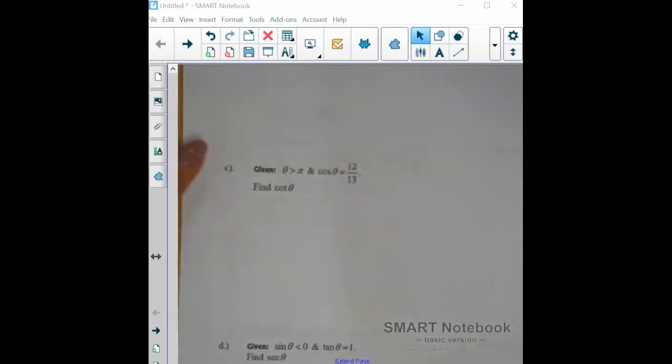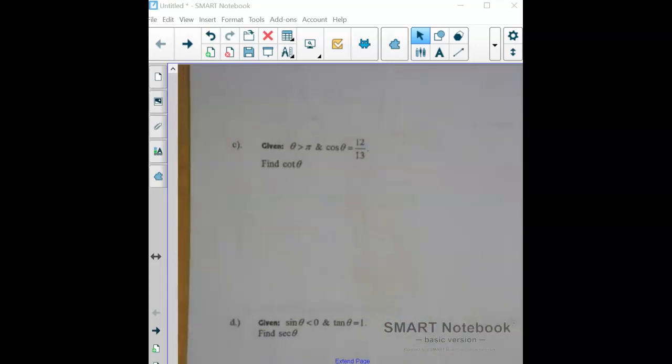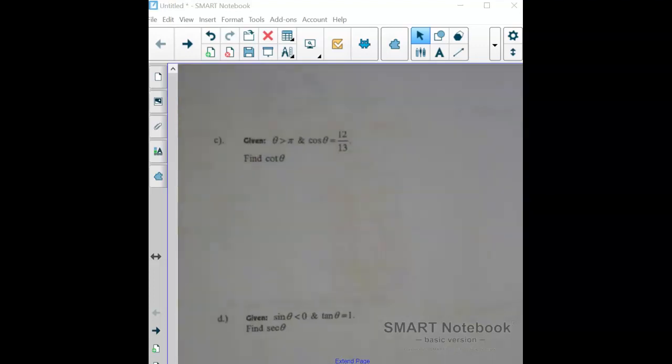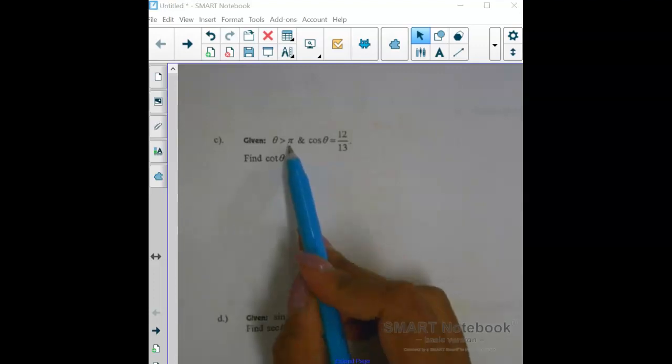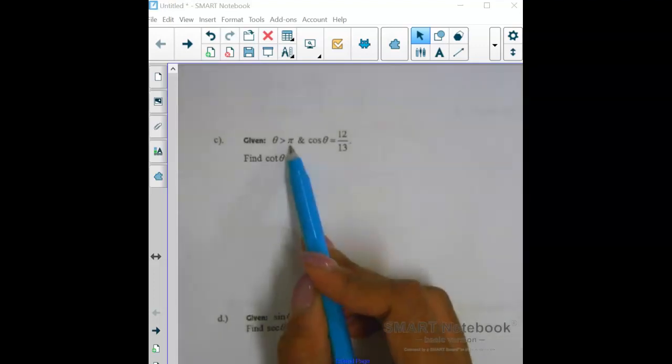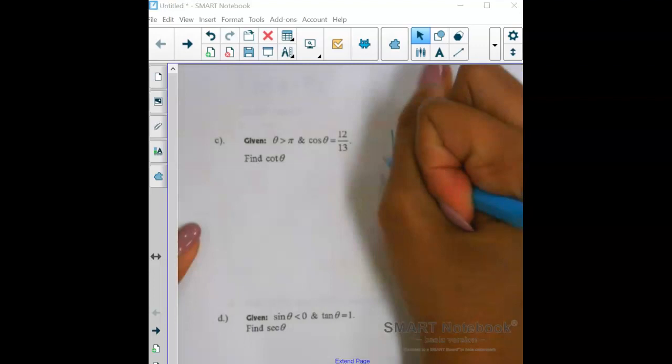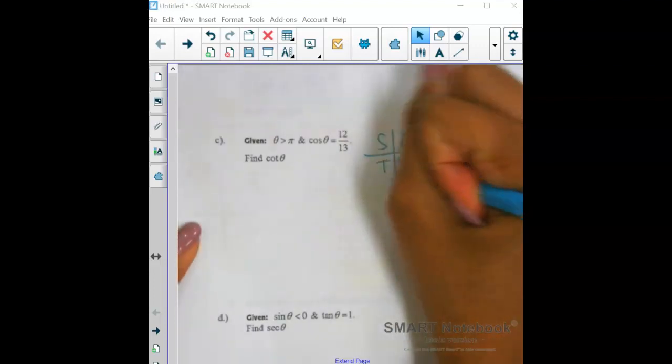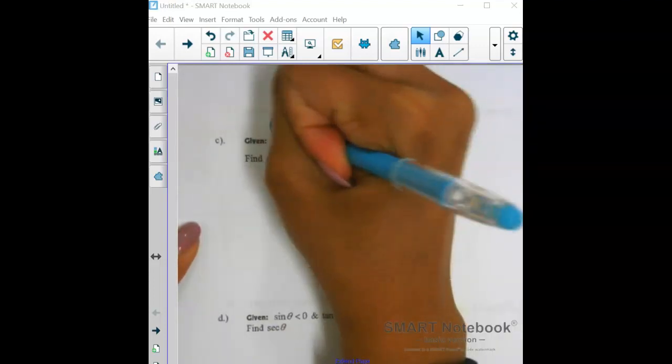On the next page, let's look at letter C. Letter C is nice. Let's have some fun with this. So for letter C, first thing we want to do is read the information that we have to see if we need to change anything or what this is going to look like. So if theta is greater than pi, okay, don't put 3.14. We already established this since we began doing trig. Pi is the same thing as 180 degrees.